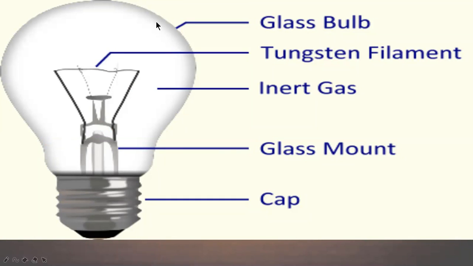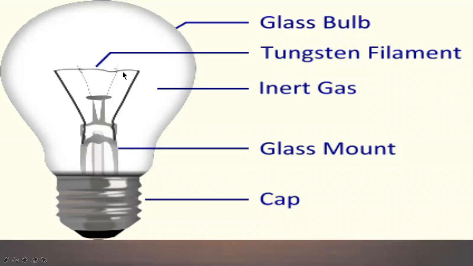This is the structure of the bulb. Its body is made up of glass. This is the body. It is made up of glass. Inside the bulb, this is an empty space. It is filled with inert gas.